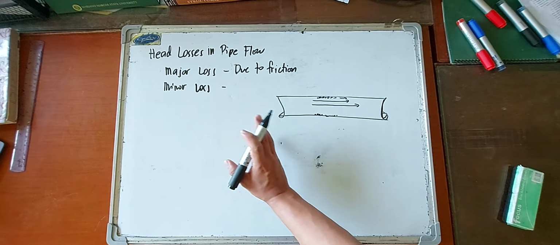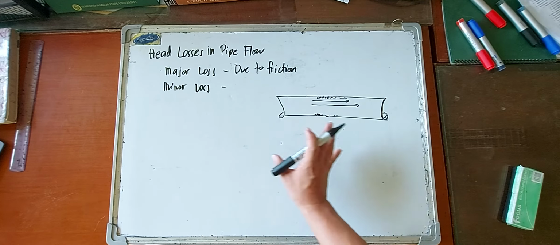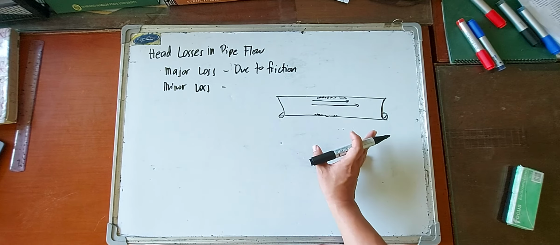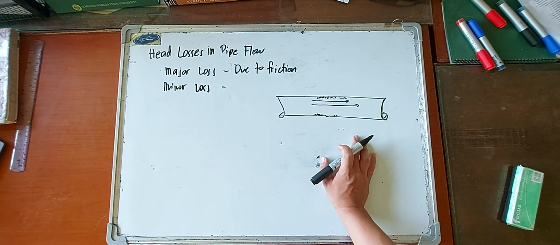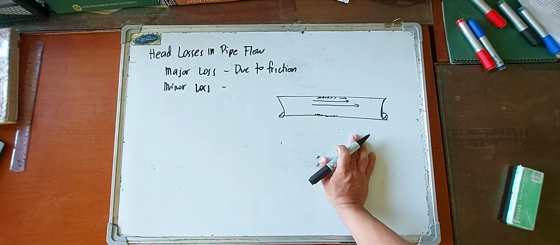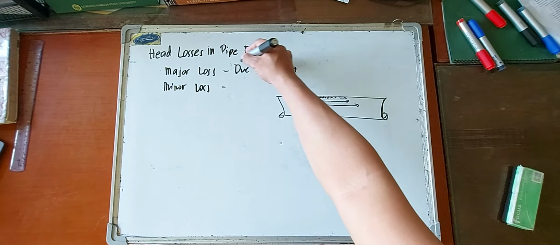Although most of the time we express the loss of energy in terms of pressure. So we call that the pressure drop, no? So kapag nagkaroon ng pressure drop, ibig sabihin may nagkaroon ng loss of energy. So we usually express loss of energy in terms of pressure. We call that pressure drop. No? So that's major loss. Major loss due to friction.